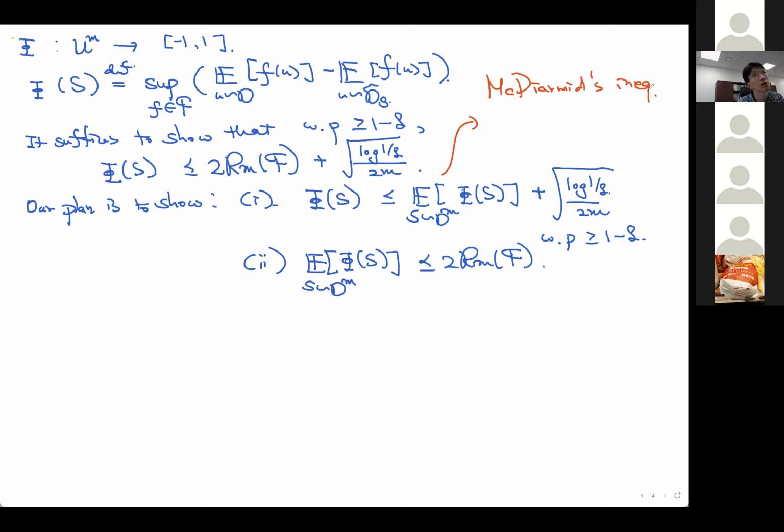So I said McDiarmid's inequality applies when we have a function, which in this case corresponds to phi, and we have independent inputs, which will correspond to S. So if you apply the McDiarmid inequality, we will get this bound very easily. And then the second one, how we can show the second, we will use symmetrization.